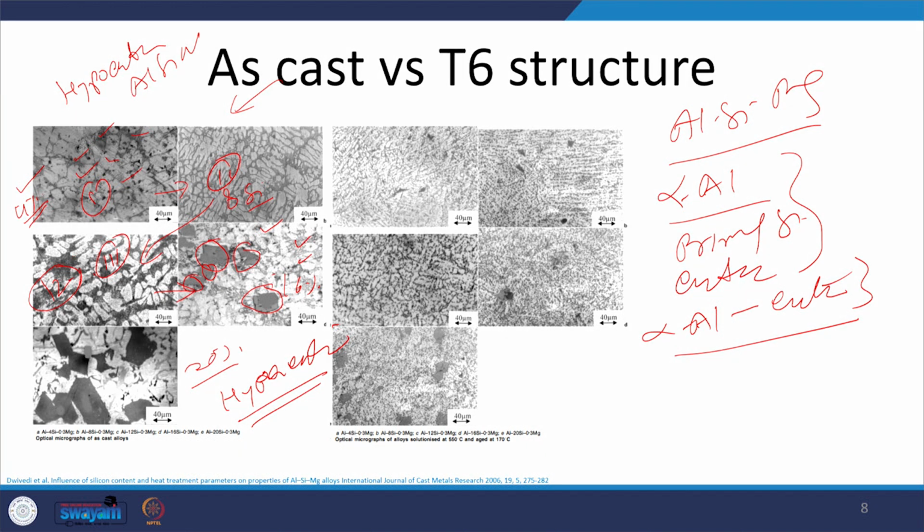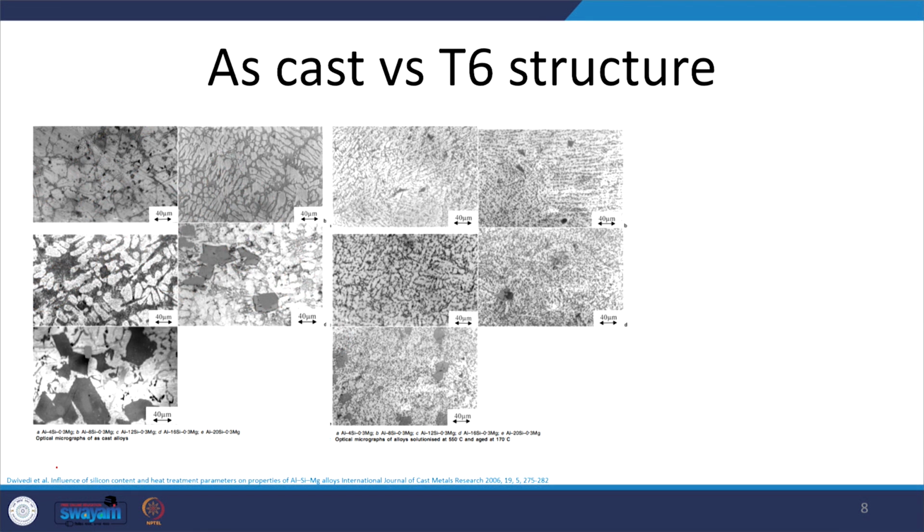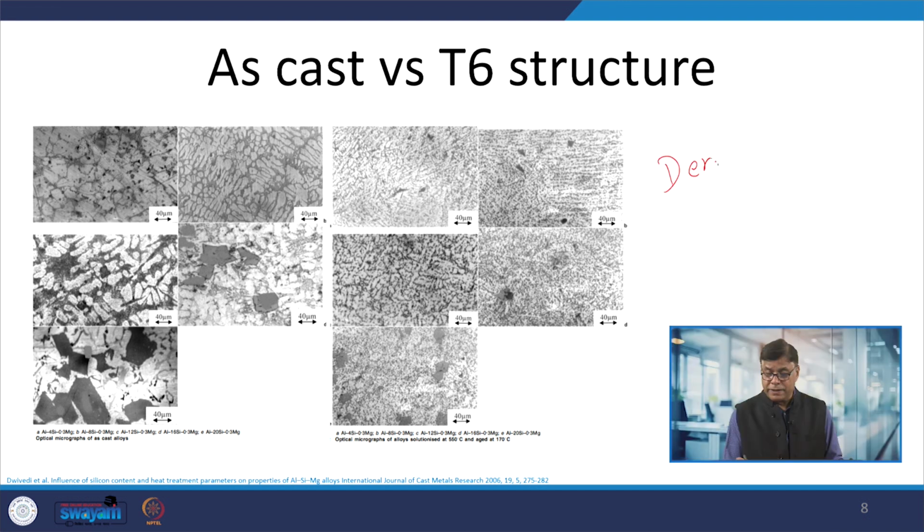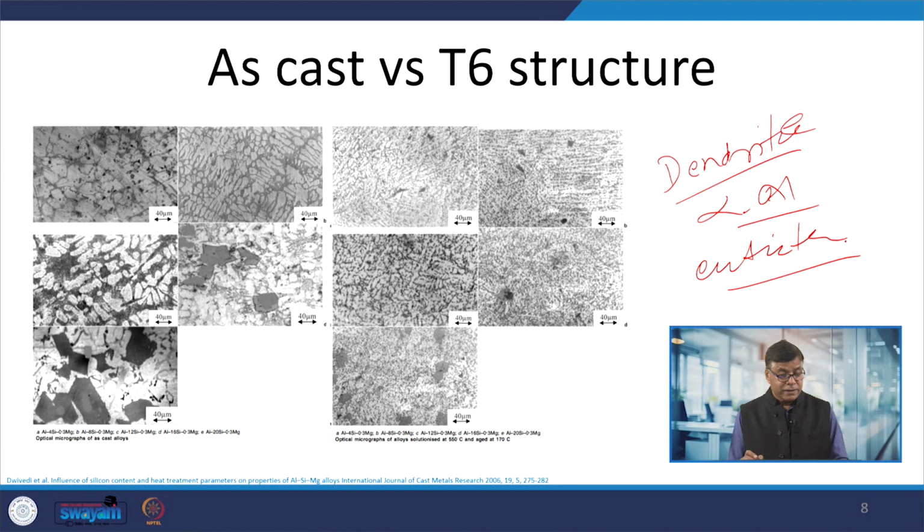Okay, this is one aspect, how the constituents change with the change of silicon content. Apart from that, what we can see in all these cases is the dendritic structure, dendrites of the alpha aluminum alloy. And in the interdendritic region, we have the eutectic mixture. So, this dark phase in the interdendritic zone is basically the eutectic mixture.